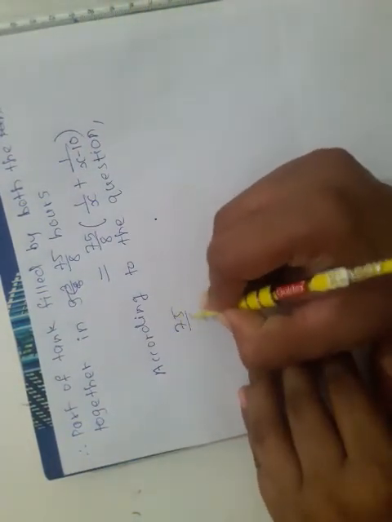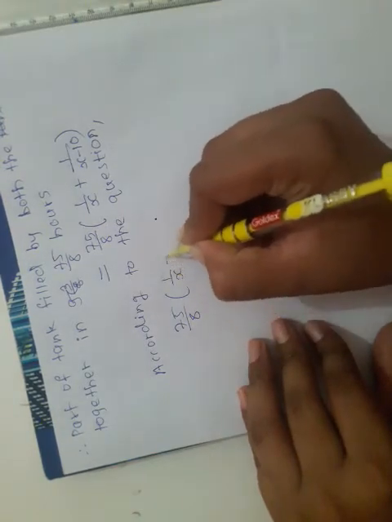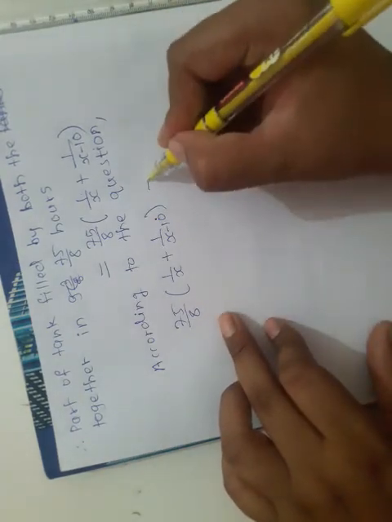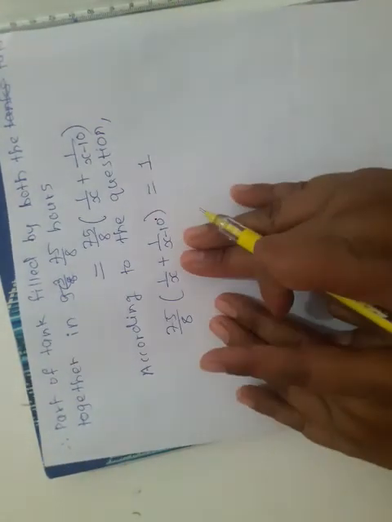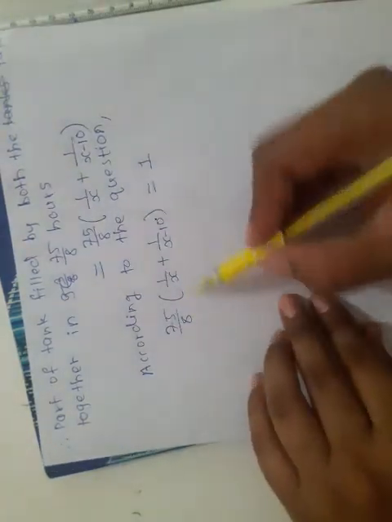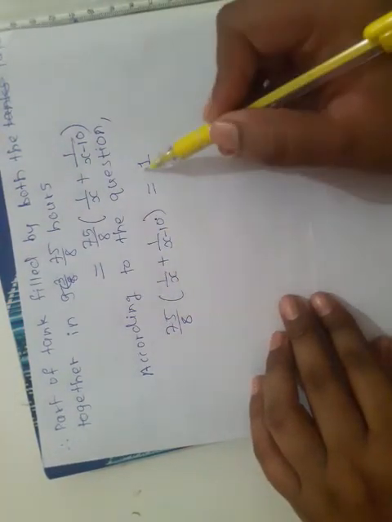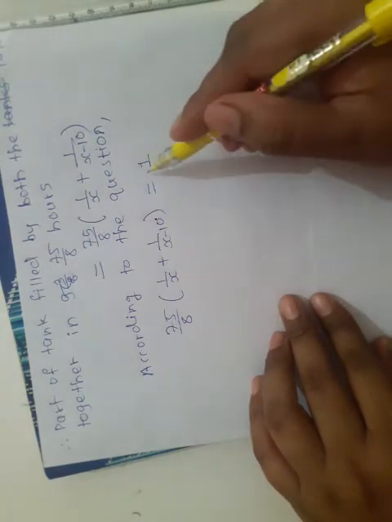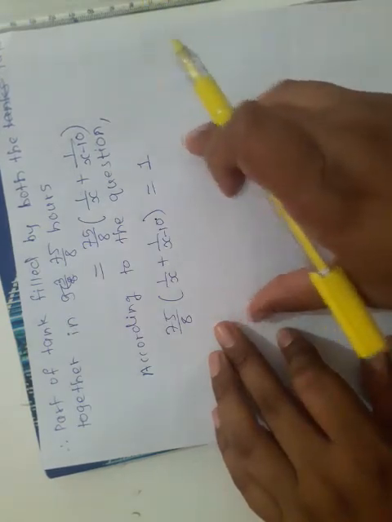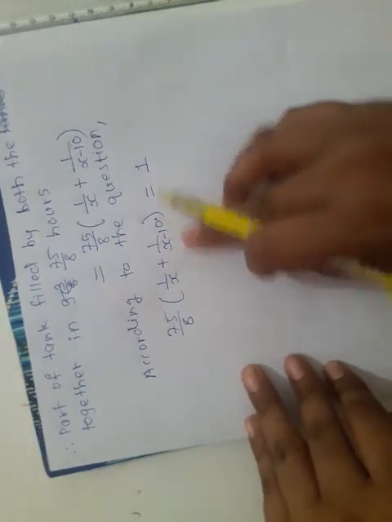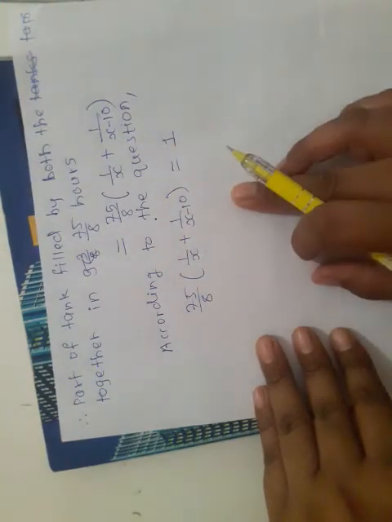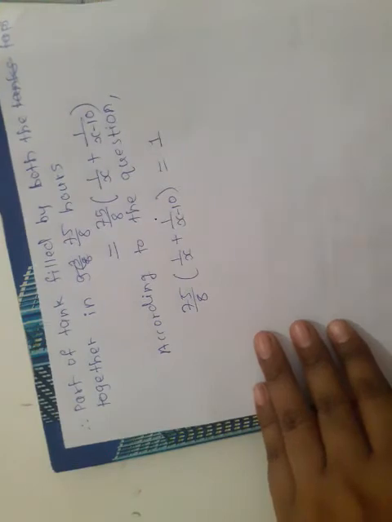So we can say 75 upon 8 into 1 upon x plus 1 upon x minus 10. These are the parts of one tank. This is all about only one tank. Both the taps together fill only one tank. So this part and this part is nothing but our tank. This side and this side is nothing but our tank. So by solving this equation we get the value of x.